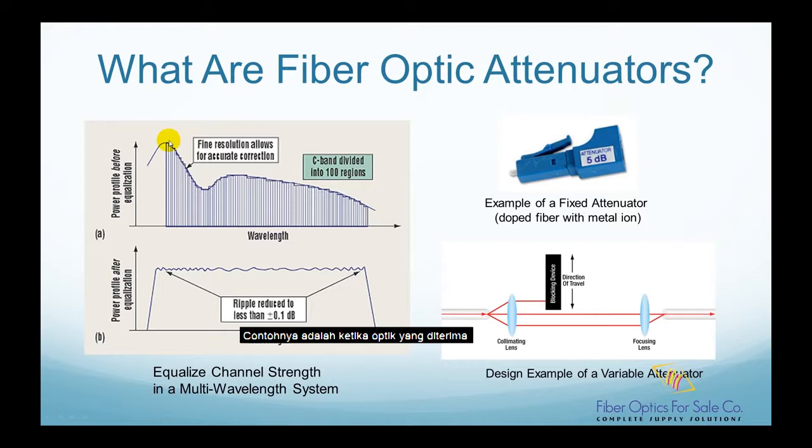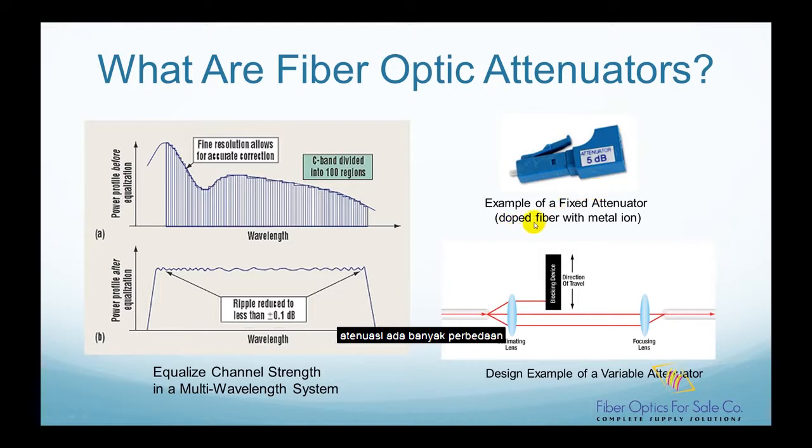Another example is when the received optical power is so strong that it saturates the receiver. You need an attenuator to reduce the power so the receiver can detect the signal correctly. This picture shows an example of a fixed optical attenuator. The attenuation level is fixed at 5 dB, which means it reduces optical power by 5 dB. This attenuator has a short piece of fiber with metal ion doping that provides a specified attenuation.